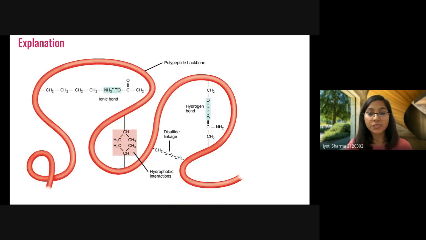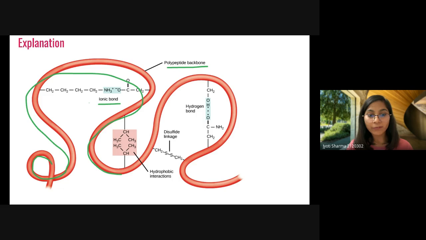This is the tertiary structure we were talking about. So this is a chain of amino acid, and this is a chain of amino acid, and they can be connected by the ionic bond. They can also be connected by the polypeptide backbone, and this will give you the primary structure.